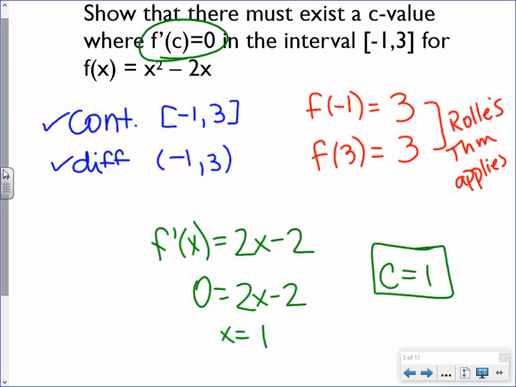Could there be more than one? Definitely. It's okay to only have one, though.